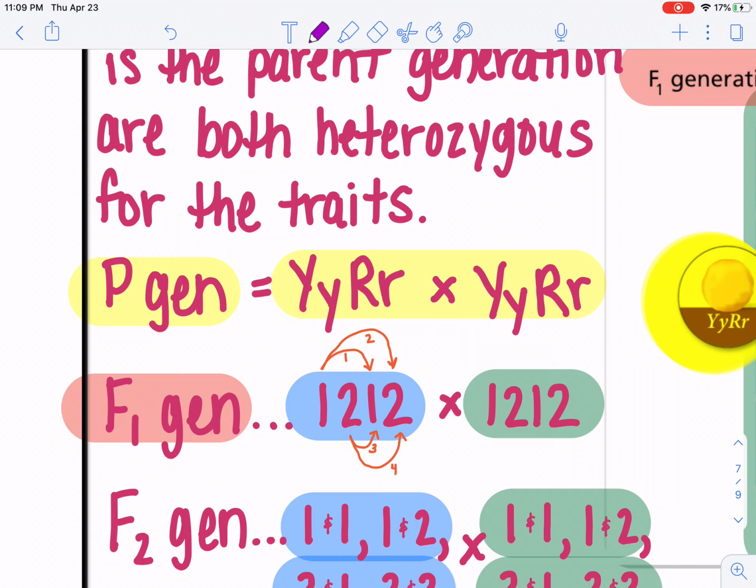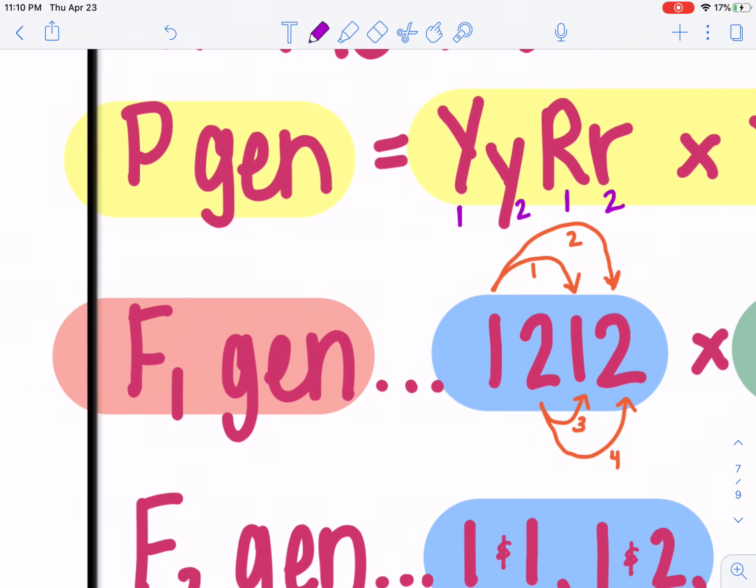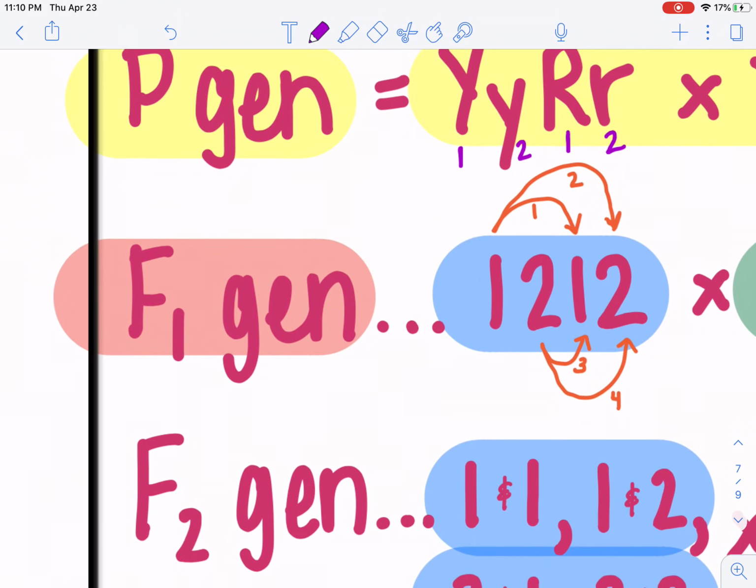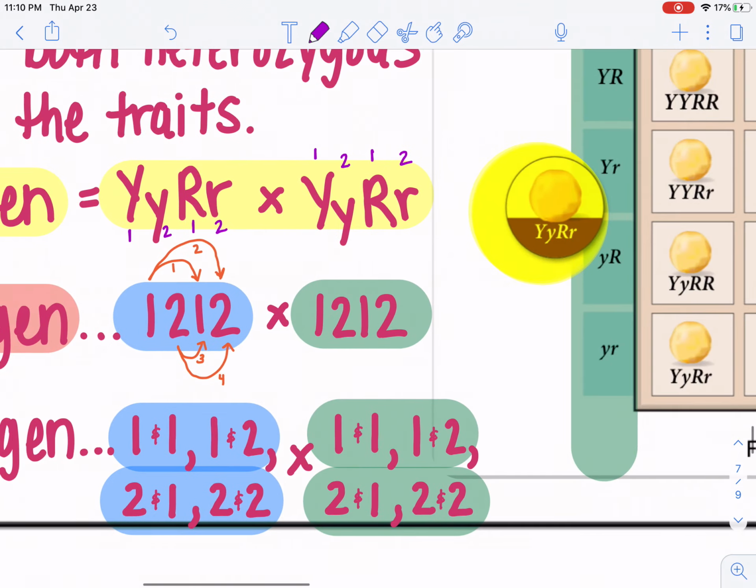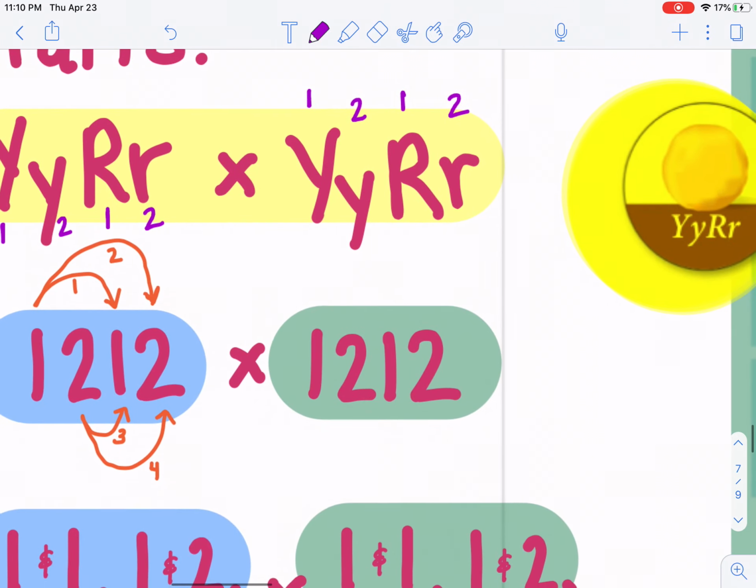I will call this one 1, this one 2, this one 1, this one 2. Same thing here. This one 1, this one 2, this one 1, this one 2. So we're going to keep these separate. This one section, P generation, F1 generation, F2 generation, I'm going to keep that separate from what's crossed here to the right of the actual cross sign.